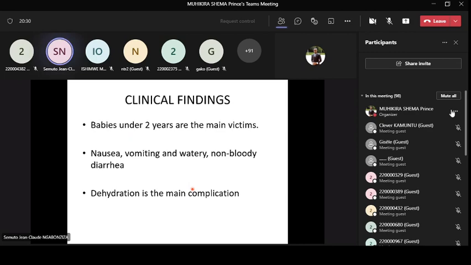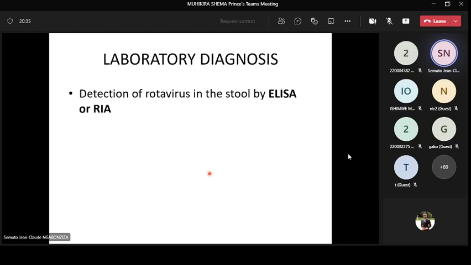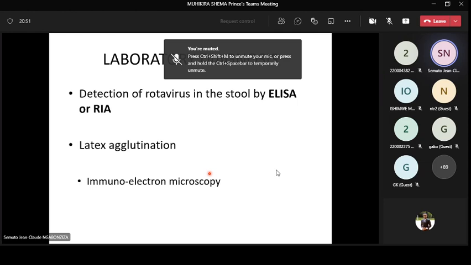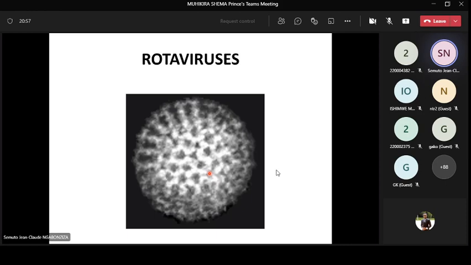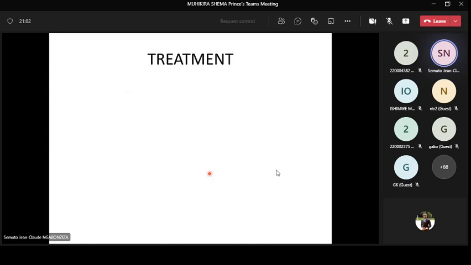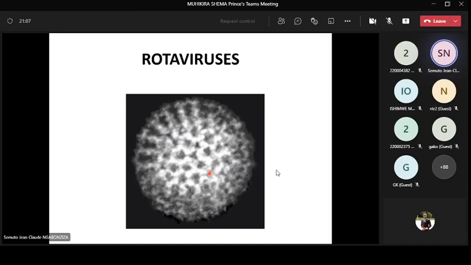For laboratory diagnosis, you can detect the virus components or the antibodies by ELISA. But antibodies, as we said, won't tell you much, because almost all children already have them. So you can do immuno electron microscopy, where you can see the virus, and you can also detect the antigen of the virus in the stool.